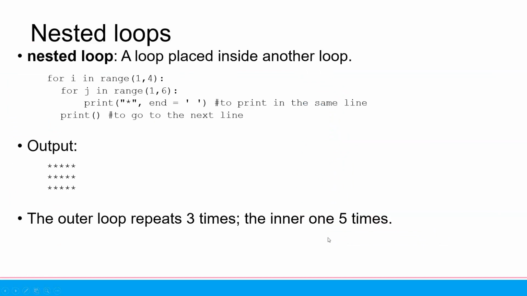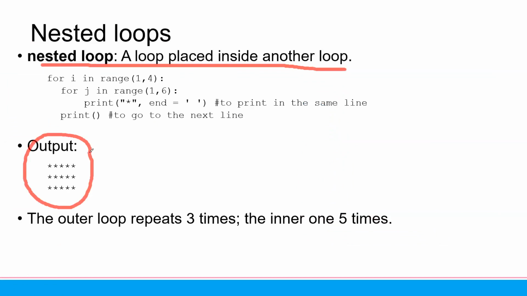Now we will learn something more complex about this nested loop. A nested loop is a loop placed inside another loop. Now let's say I want to print something like this. What is the syntax?